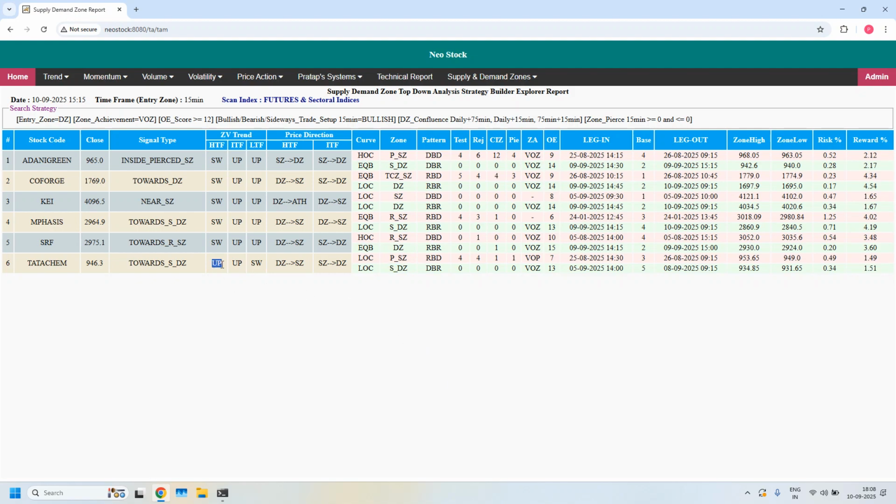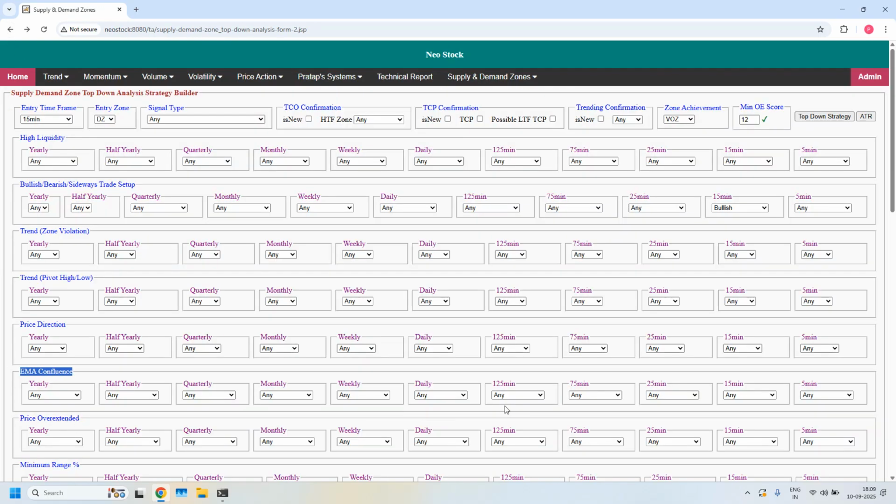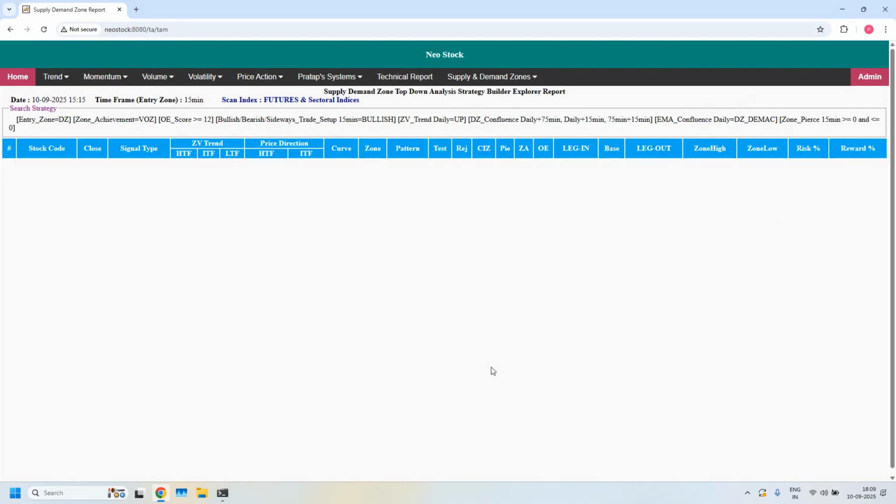And daily trend is uptrend in only one stock. Let's verify if this daily demand zone having daily EMA confluence. And also trend on the daily should not be sideways. It should be only uptrend because it is bullish trade setup. So no stocks are filtered. So we don't have any high probability trade setup daily demand zones as per this strategy. Okay, this is bullish trade setup for daily income trade.